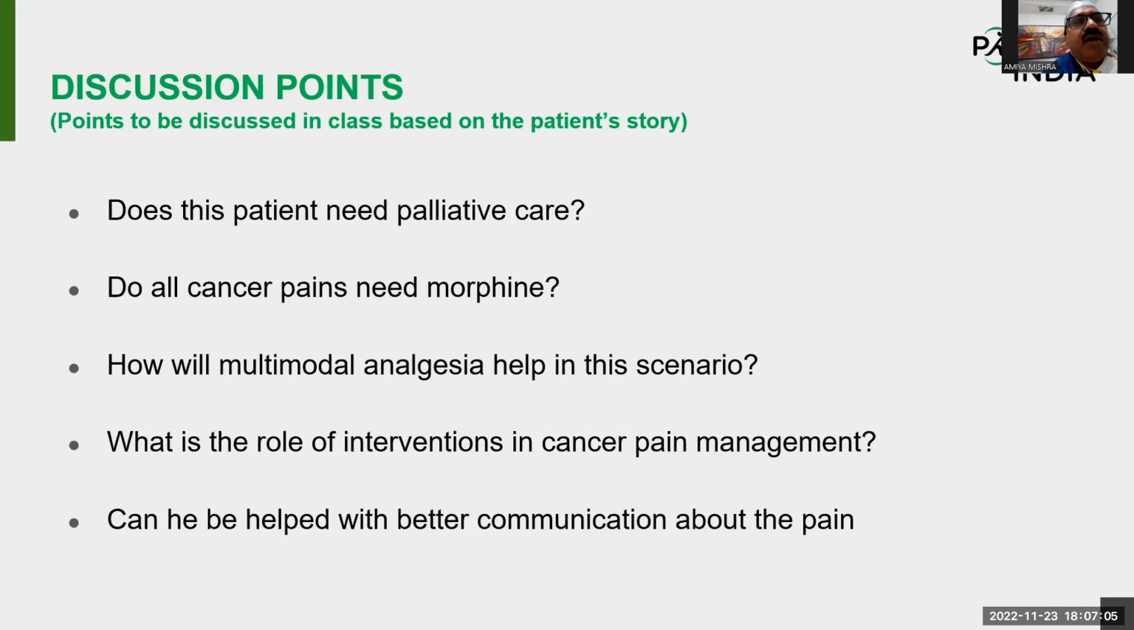It is a sympathetic block which we give particularly in cases of coccydynia also. Yes. And particularly when we are not well versed with the superior hypogastric plexus block. Exactly, particularly for pelvic pain, to some extent it works.